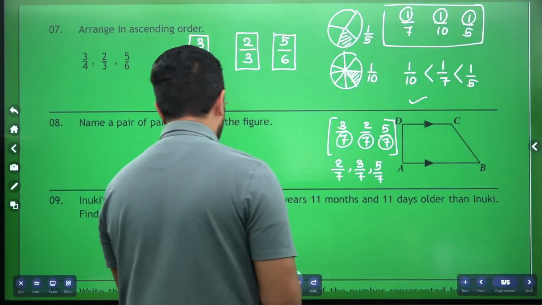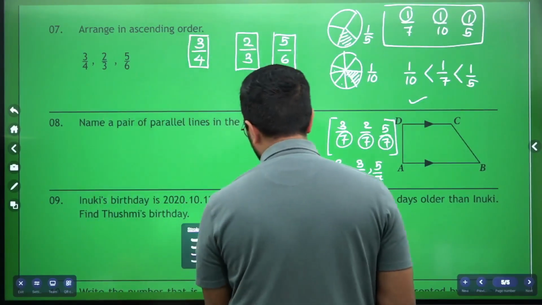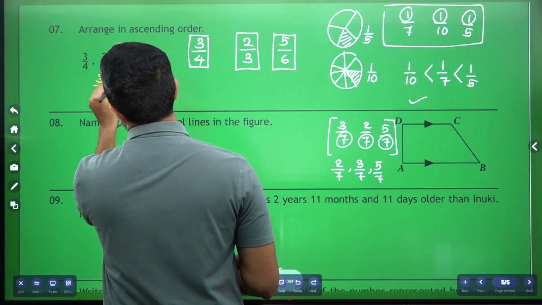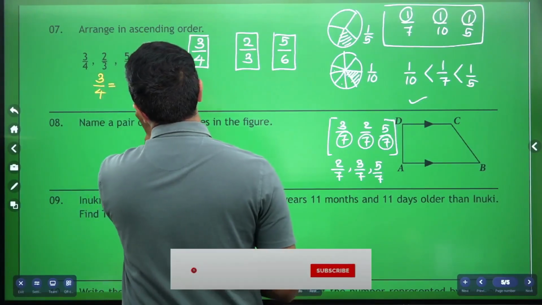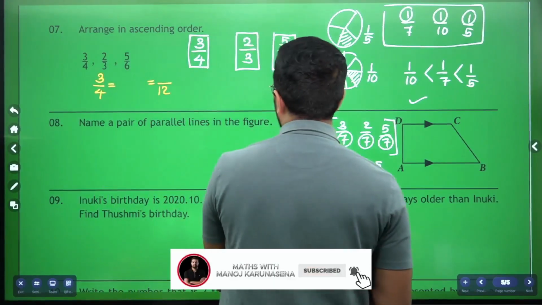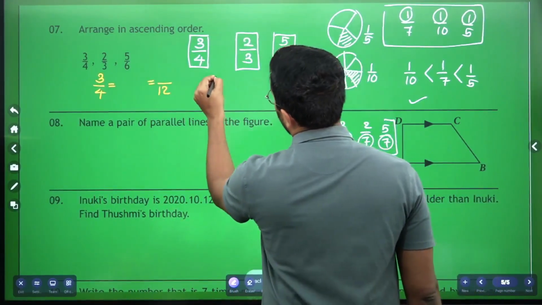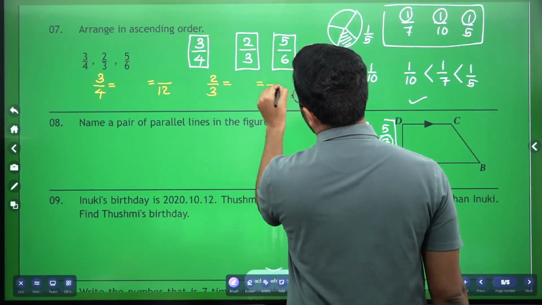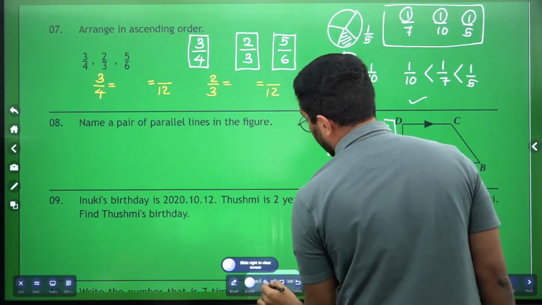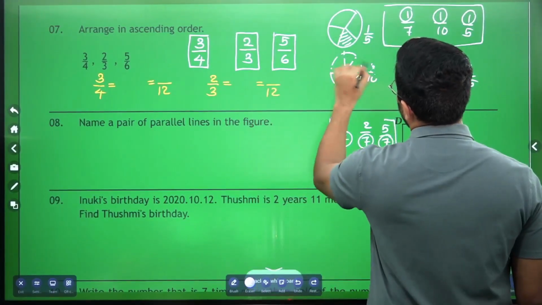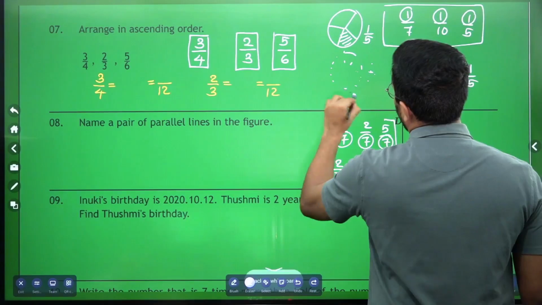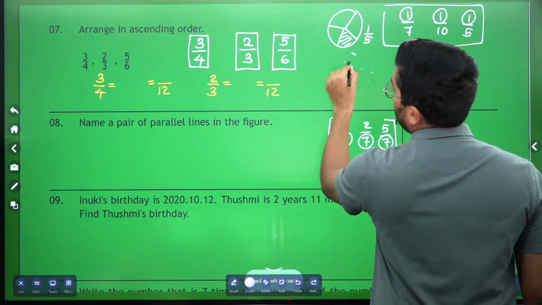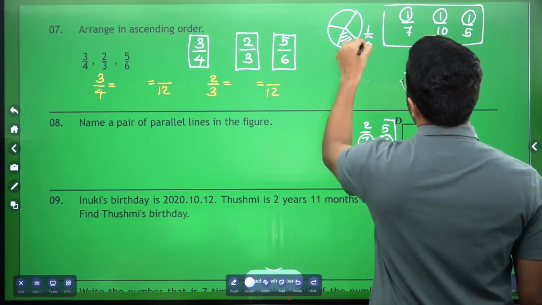Let's convert these fractions. We have a little activity to do here. I want you to convert 3 over 4 into a fraction where the denominator equals 12. Then convert 2 over 3 into a fraction where the denominator equals 12. Then the other fraction also, convert 5 over 6 into a fraction where the denominator equals 12. Let's give a try on this question.